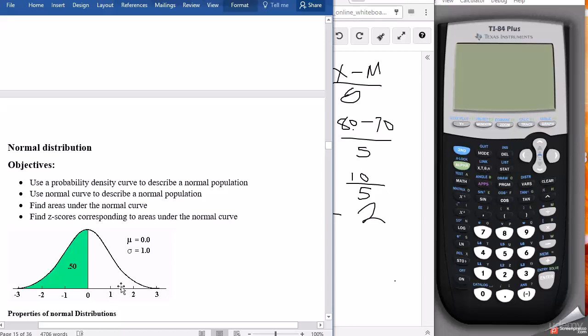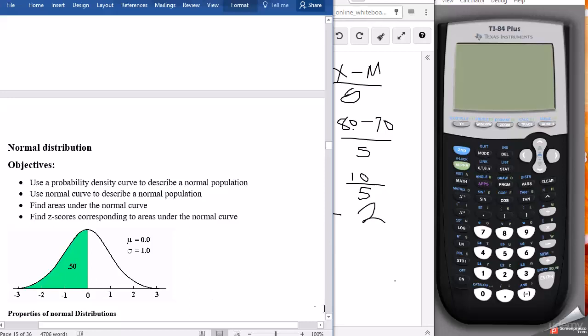So we can find the area to the left of any z-score if we know the z-score. For instance, I can decide to find the area to the left of the z-score equal to 1. So it means that I'll come right here and find the area to the left.